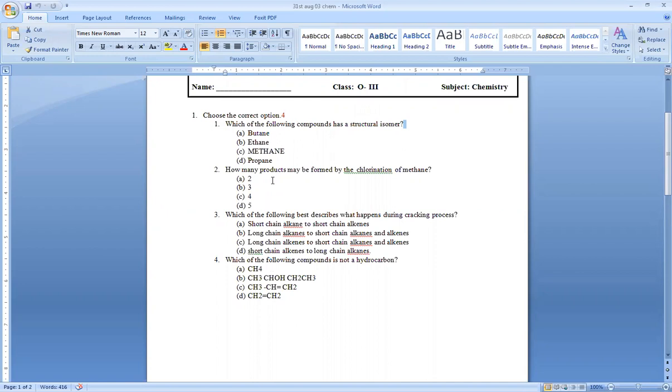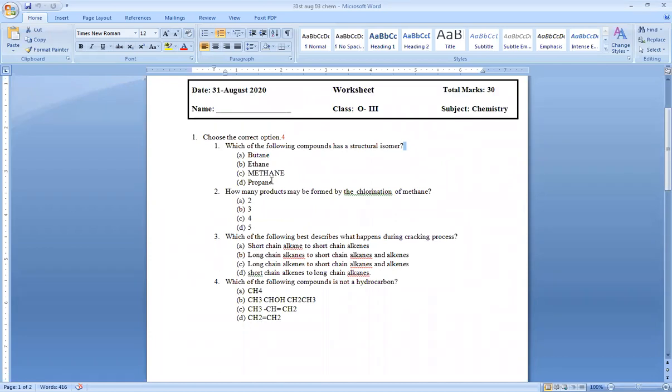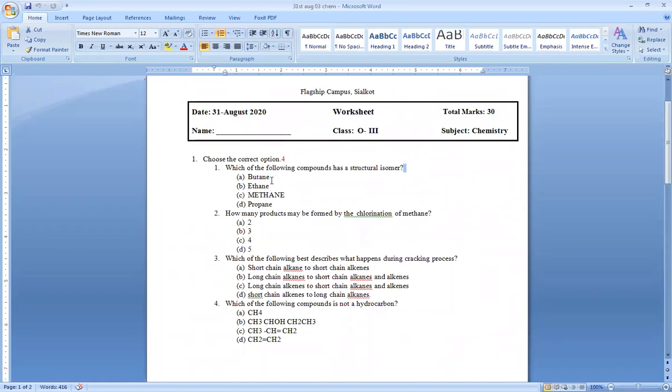Now, let's move towards the worksheet that is being displayed on the board, on the screen. We have the first question, that is choose the best option. We have some multiple choice questions over there. The first one is which of the following compounds has a structural isomer? So this question is about the isomerism phenomena.